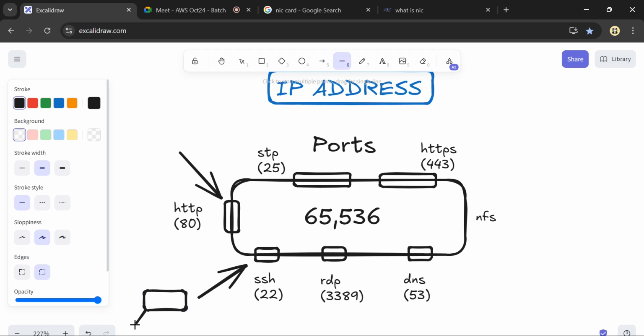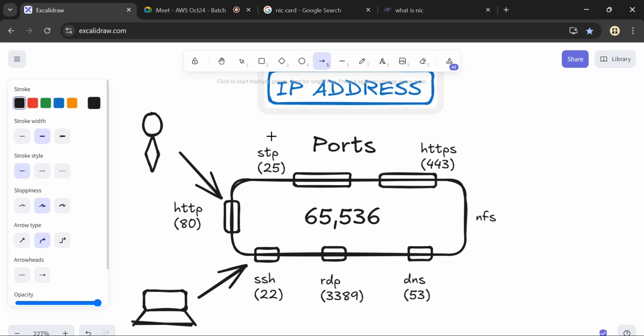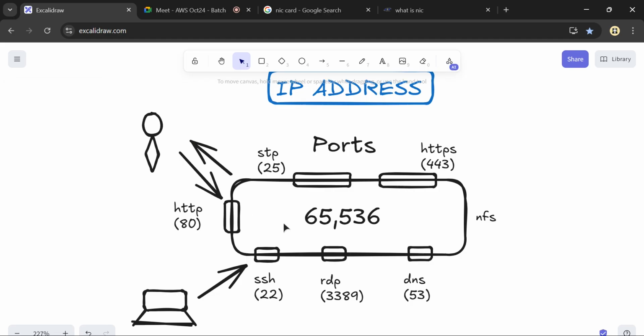So we had connected our laptop with the EC2 instance, right? So this is, let's say, my EC2 instance. If I want to connect my laptop with my EC2 instance, then that will be done via the SSH port. So let's say, if somebody wants to connect to your machine, or your machine wants to connect to the public, so that will be done via the HTTP port.